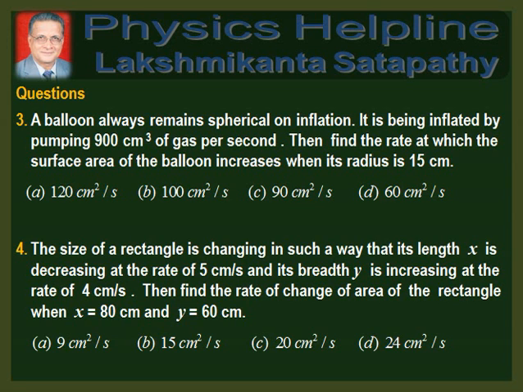Question 4. The size of a rectangle is changing in such a way that its length x is decreasing at the rate of 5 centimeters per second and its breadth y is increasing at the rate of 4 centimeters per second. Then find the rate of change of area of the rectangle when x is equal to 80 centimeters and y is equal to 60 centimeters. The options are 9 centimeters square per second, 15 centimeters square per second, 20 centimeters square per second, and 24 centimeters square per second.